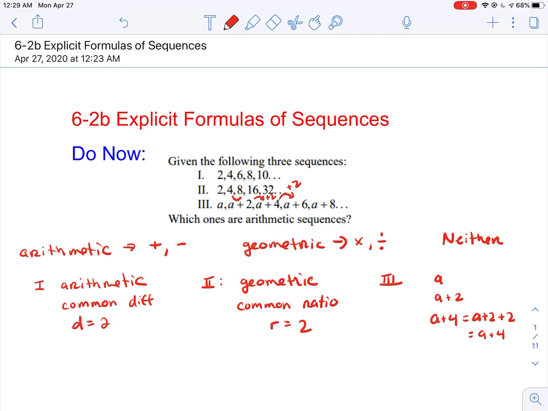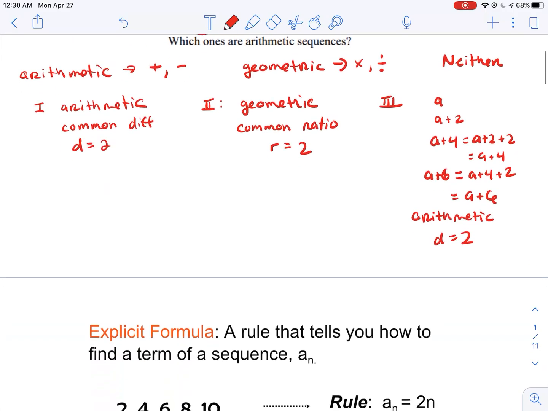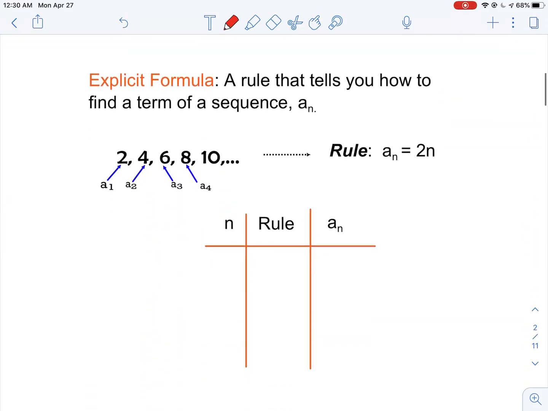So let's check it again. We would need another plus 2 to get to A plus 6. So A plus 6, is that the term before it plus 2? Yes, it is. And we can see that by adding another 2 there, we get to A plus 8. So this is actually also an arithmetic sequence with a common difference of 2 as well. Okay, so the answer for this is 1 and 3.